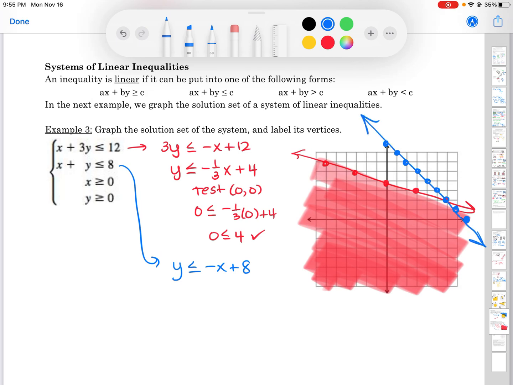Okay. And then to test a point, how about 0, 0 again? Why not? So is 0 less than or equal to negative 0 plus 8? Is 0 less than or equal to 8? Yes, that is true. So we should shade on the 0 side. So that's going to be down this way.